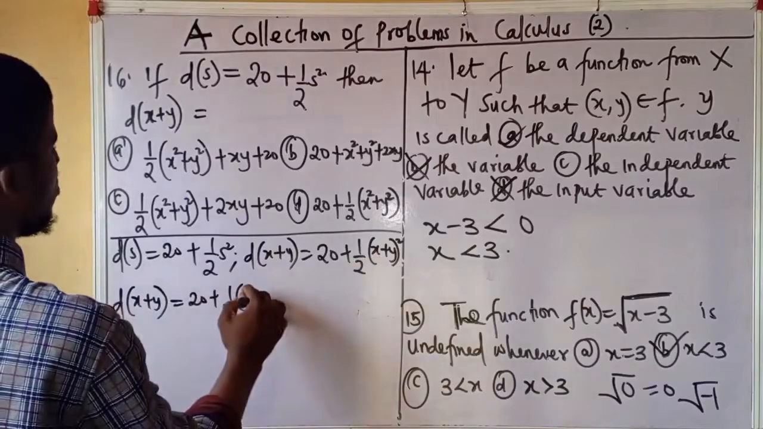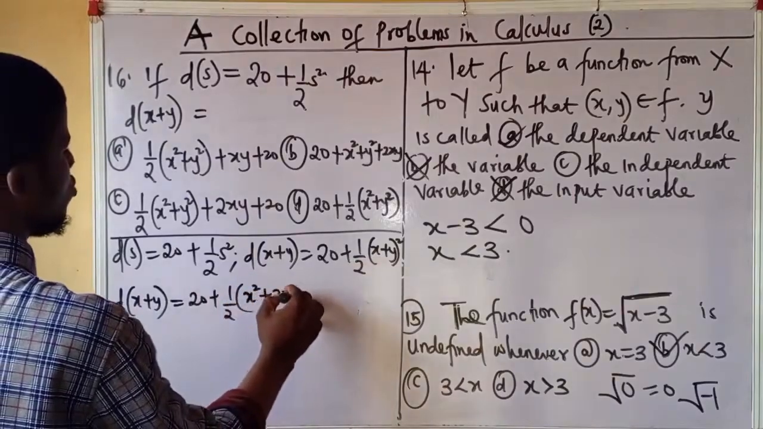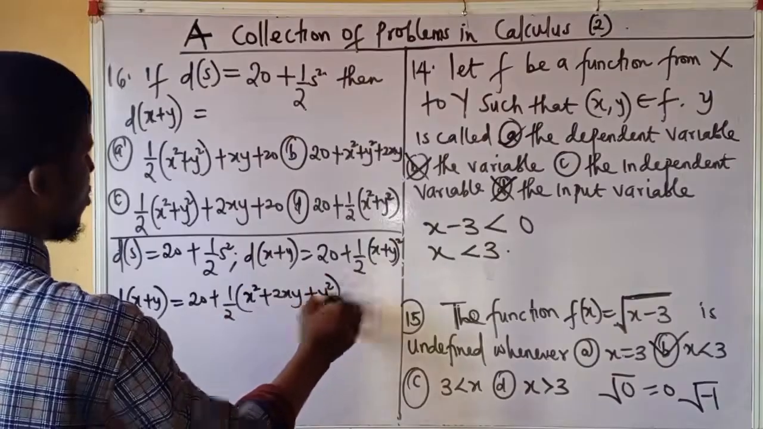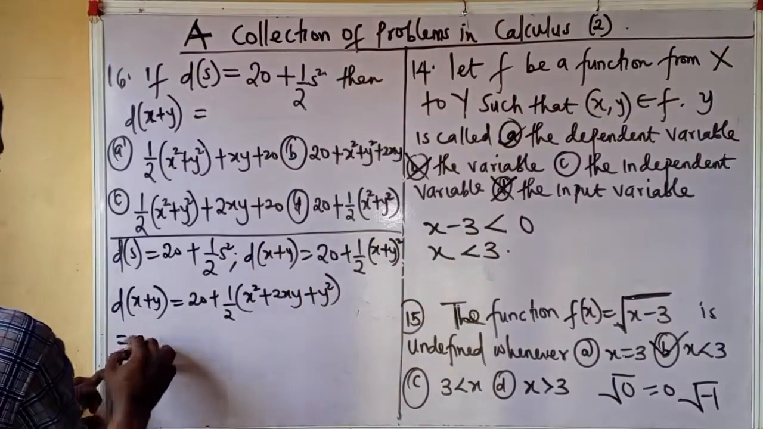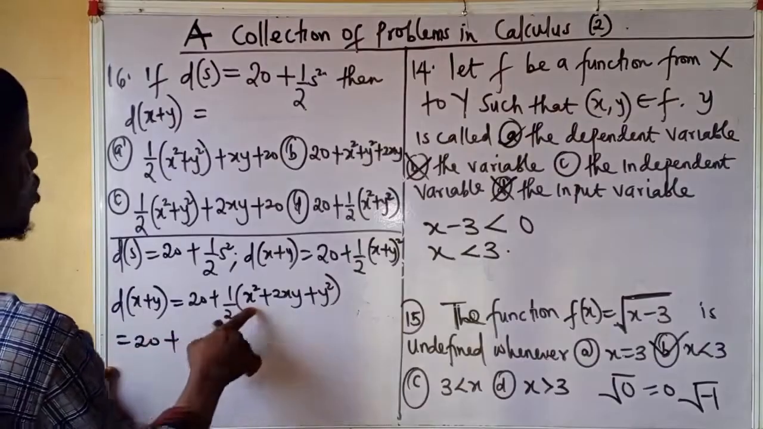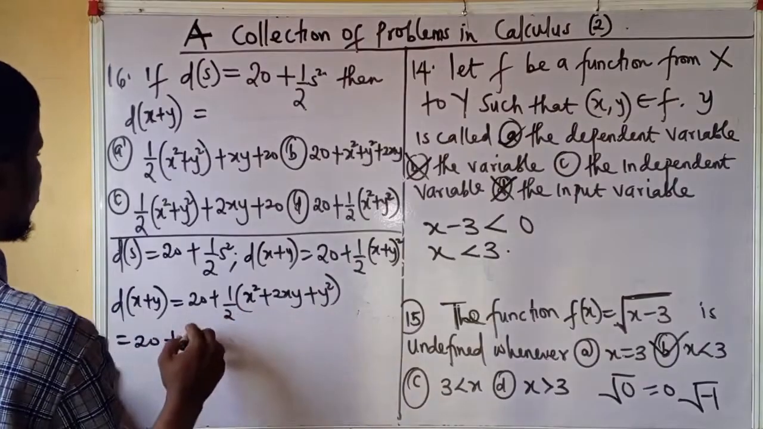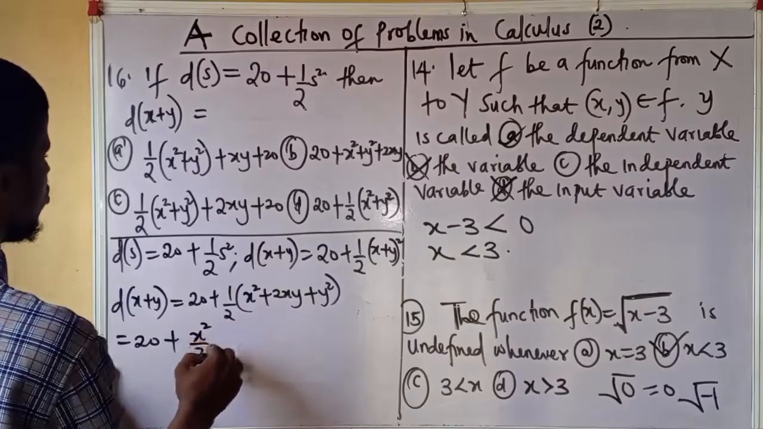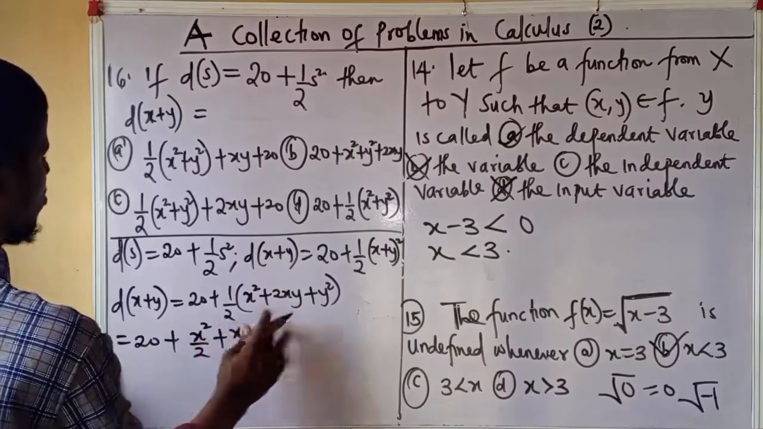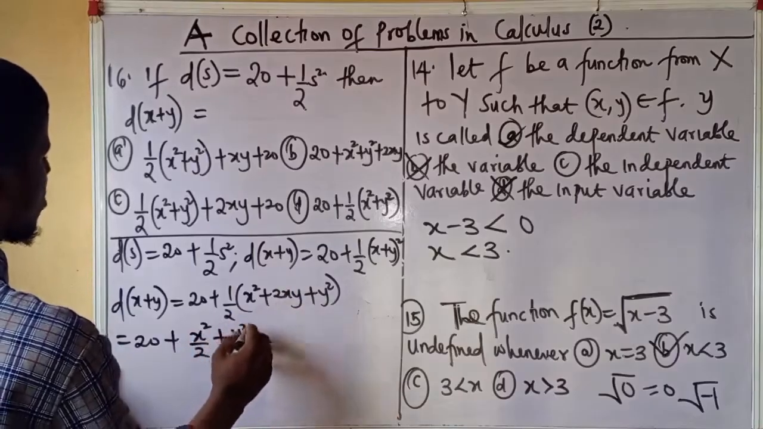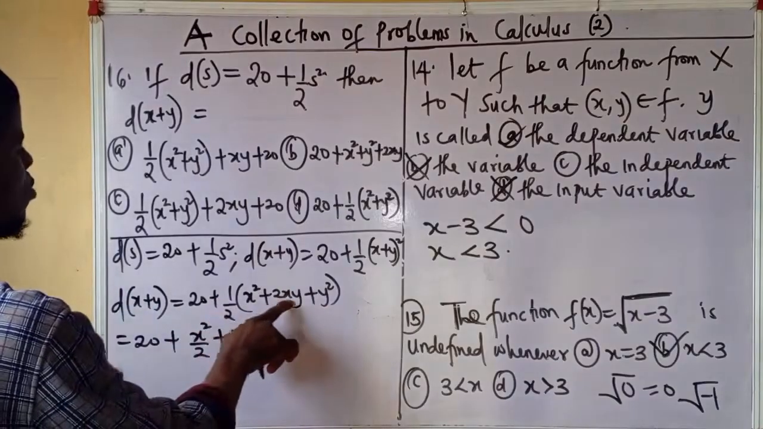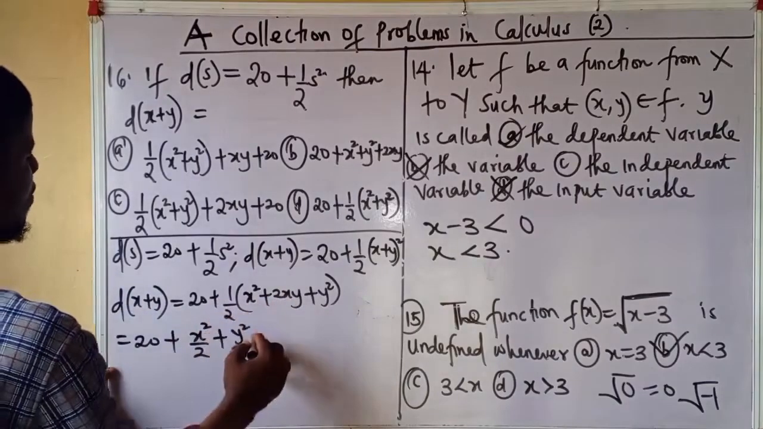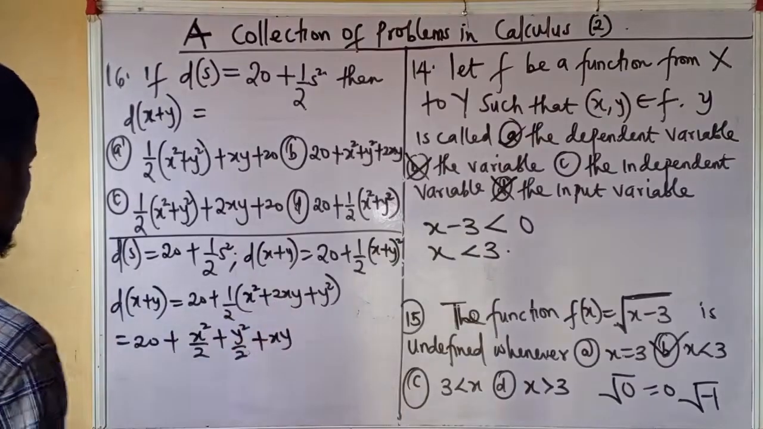If I expand this, it will be x squared plus 2xy plus y squared. So let me open that bracket. This will be 1 over 2 times everything here. So that gives me x squared over 2 plus xy plus y squared over 2. If I use 1 over 2 times this one, the 2 will cancel this, leaving us with just xy.